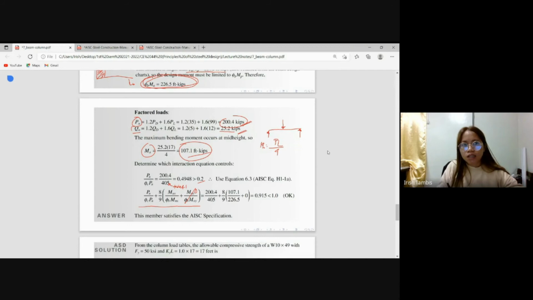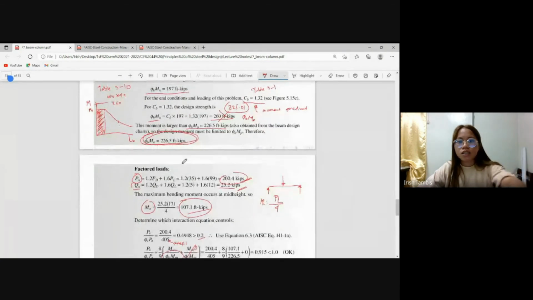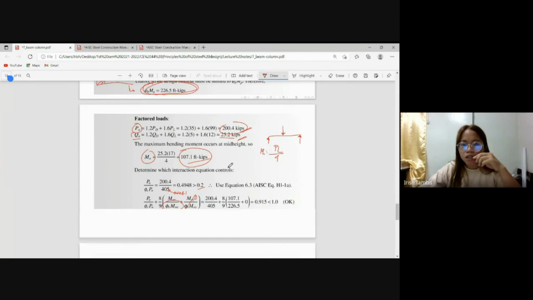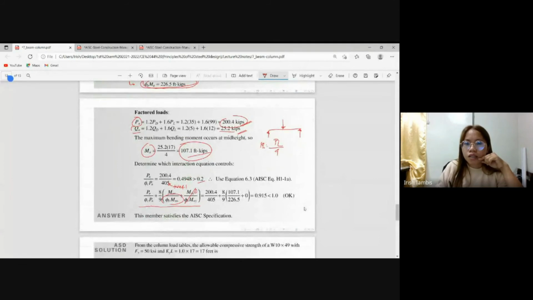Because it is loaded at the major axis, I mean strong axis, so along X. So you have here the moment, the M sub U, which is equal to 107.1 over this P sub B, or this is also from the table. Now this one is from the table, which we found to be 226.5 feet kilopounds, because the plastic moment will prevail, because it exceeds the plastic moment for the W10 by 49, as I discussed earlier. So we use 226.5.